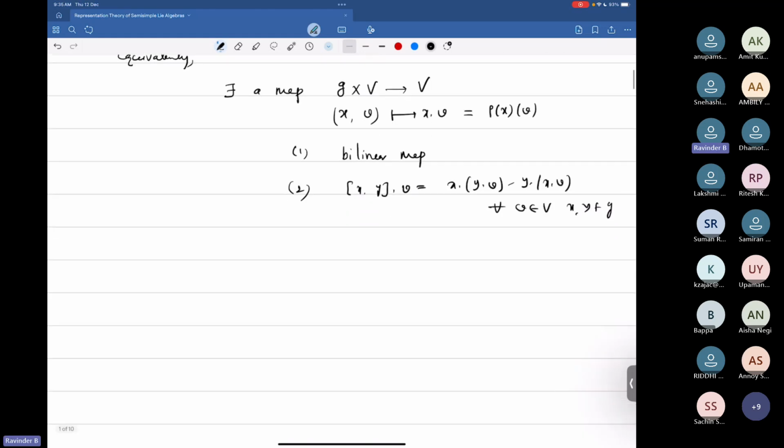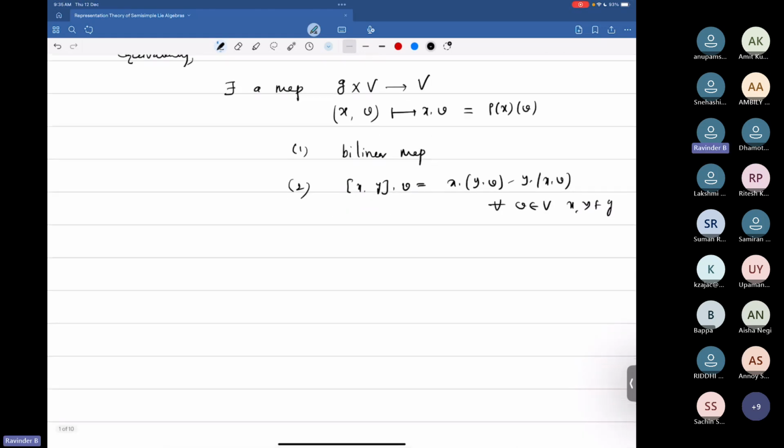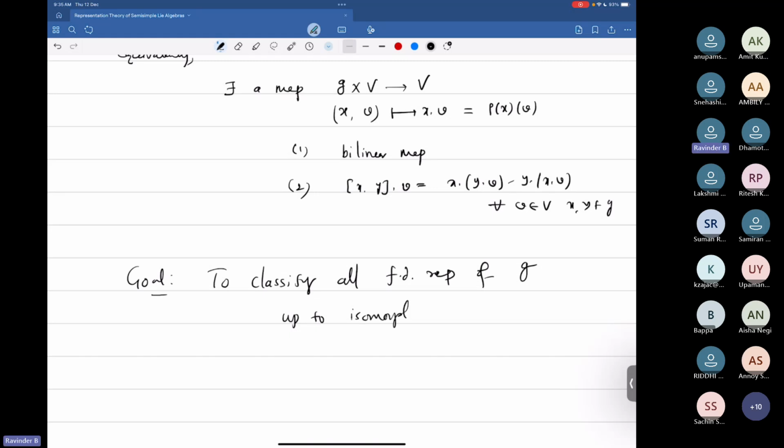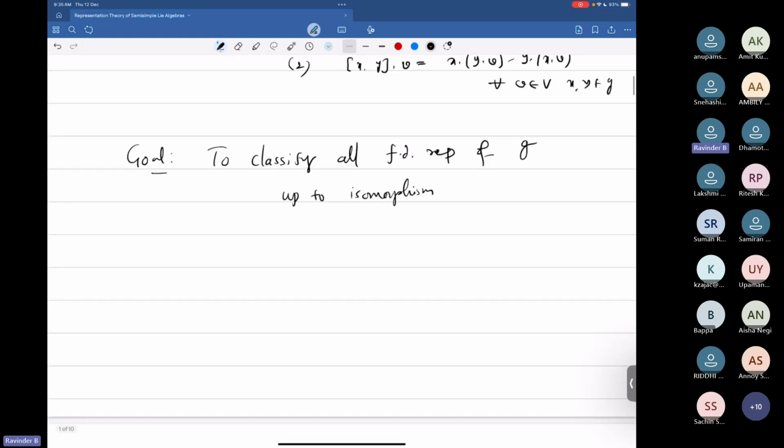This is the definition you have seen already, and my goal is to classify all finite dimensional representations of a semi-simple Lie algebra G, up to isomorphism. What do you mean by an isomorphism of two representations? It is like they are the same space. They look different, but they are the same, only the symbols differ.